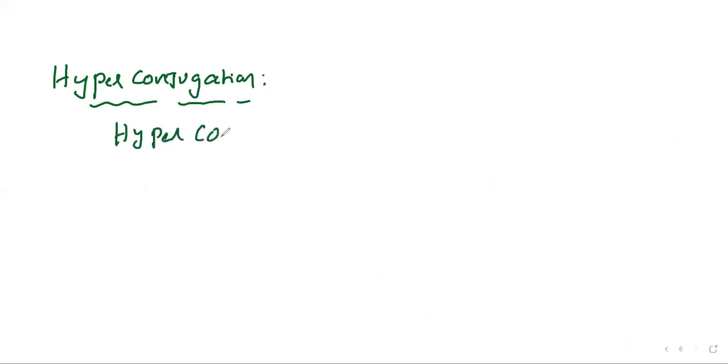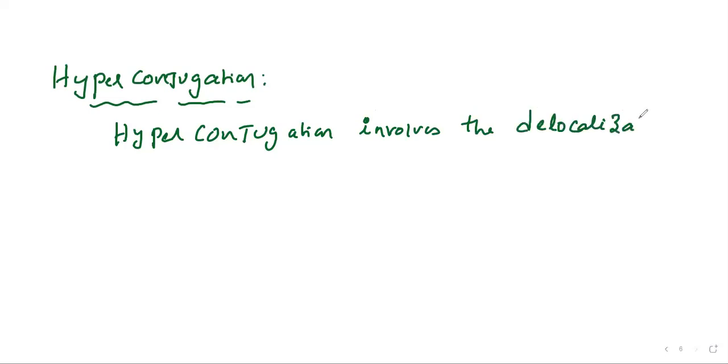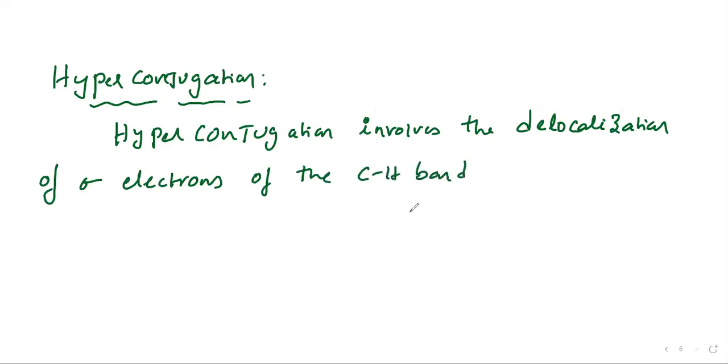Hyperconjugation involves the delocalization of sigma electrons of the CH bond of an alkyl group directly attached to an atom of an unsaturated system or with an unshared p orbital.